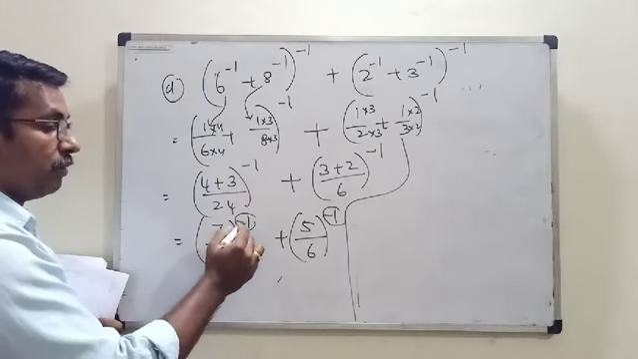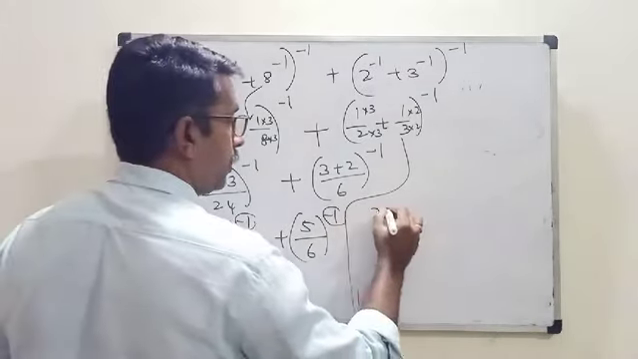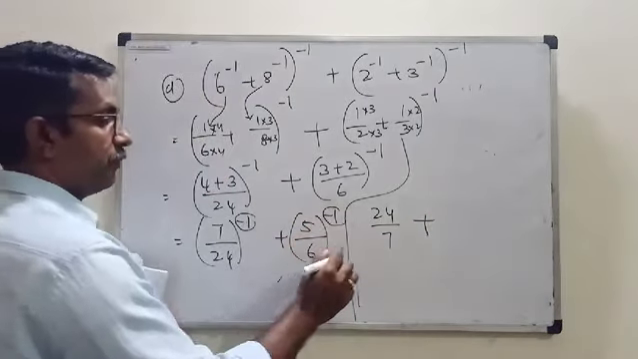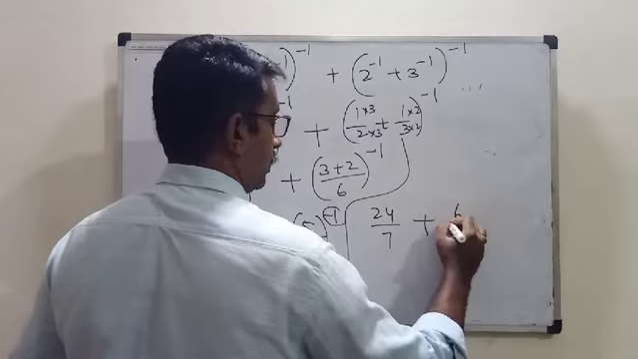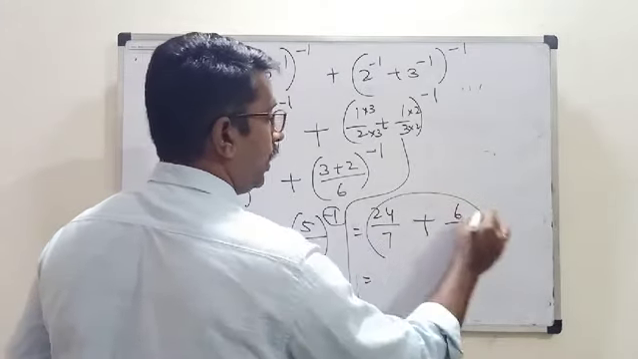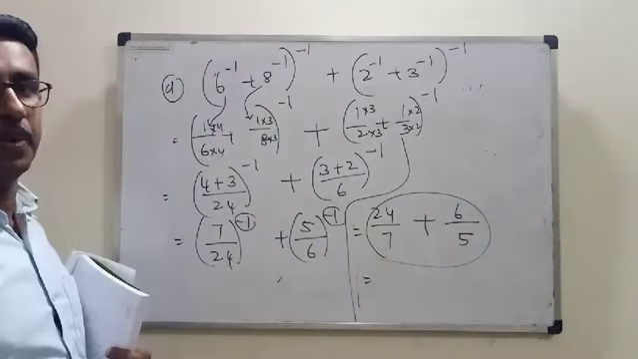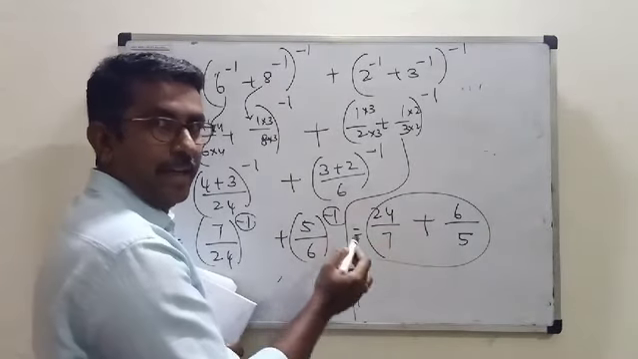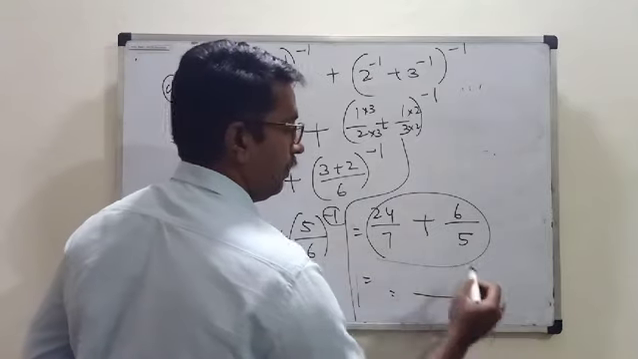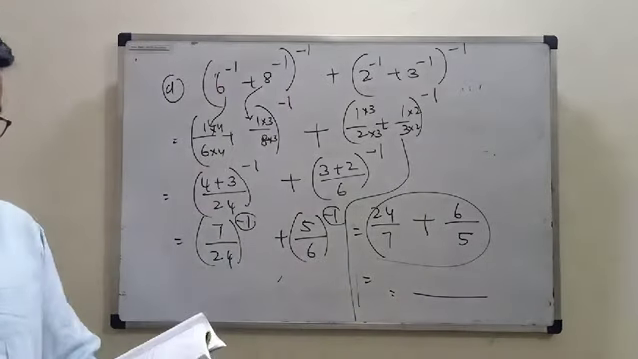7 by 24 to the power minus 1 is nothing but 24 upon 7 plus this one, 6 upon 5. Now what do you do here? What to do? Unlike fractions, find the LCM and simplify, you will get the answer.